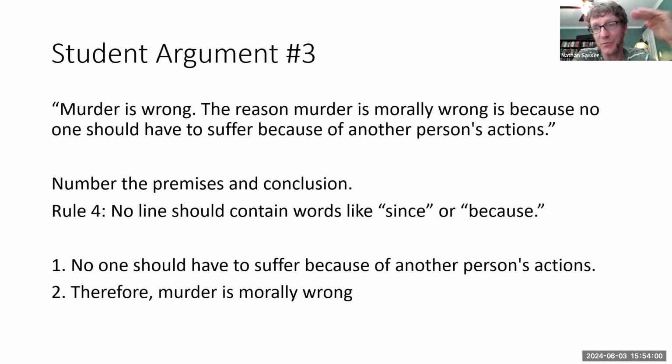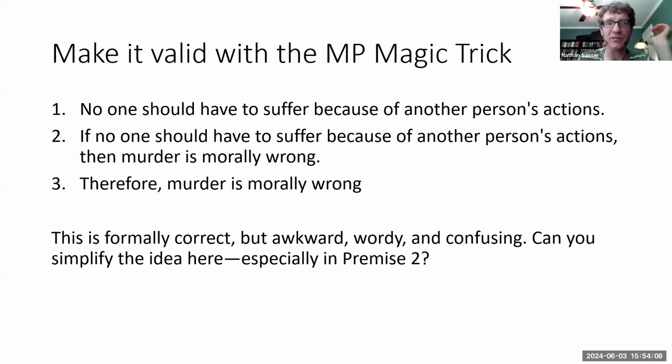So I've got some premise P, I've got a conclusion Q. I am going to create a conditional statement which says if P, then Q. Here's what that's going to give us. No one should have to suffer because of another person's actions. If no one should have to suffer because of another person's actions, then murder is morally wrong. Therefore, murder is morally wrong.